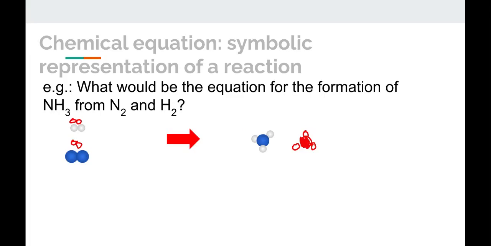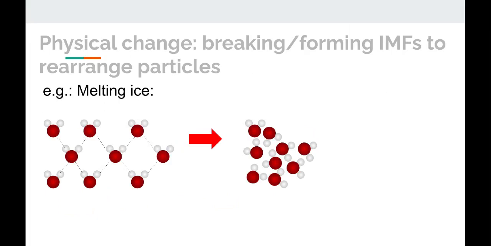So the balanced chemical equation would be N2 with no coefficient, because there's just 1, plus 3 H2, because we needed 3 hydrogen molecules, makes 2 NH3. A physical change, by contrast, we're not breaking and forming chemical bonds. Instead, we're just breaking and forming IMFs to rearrange the particles. So an example of that would be melting ice.